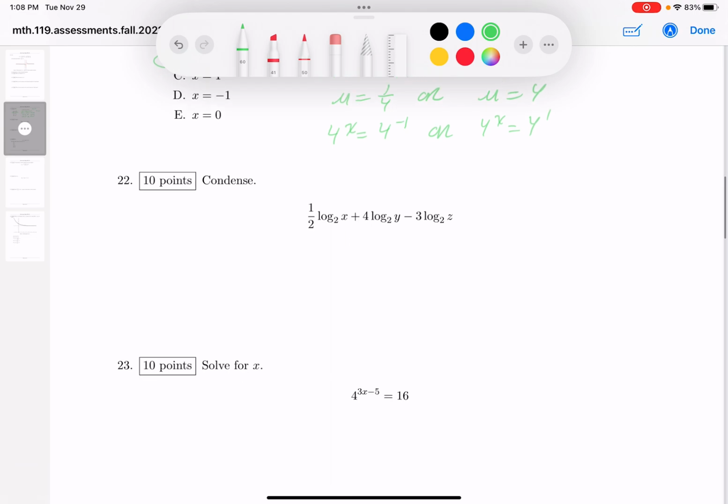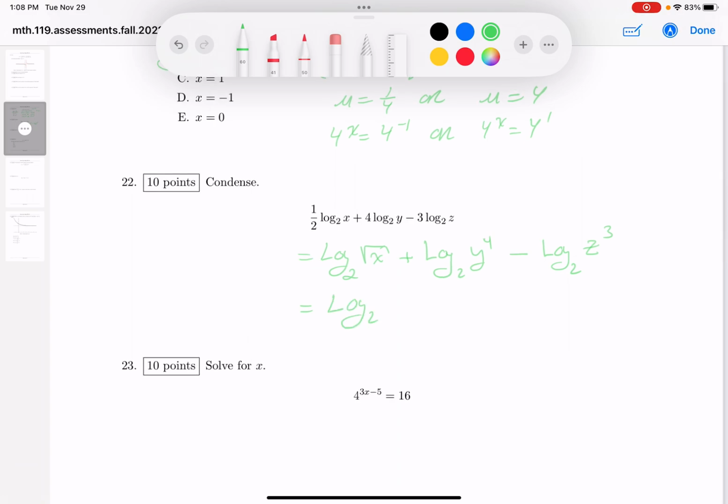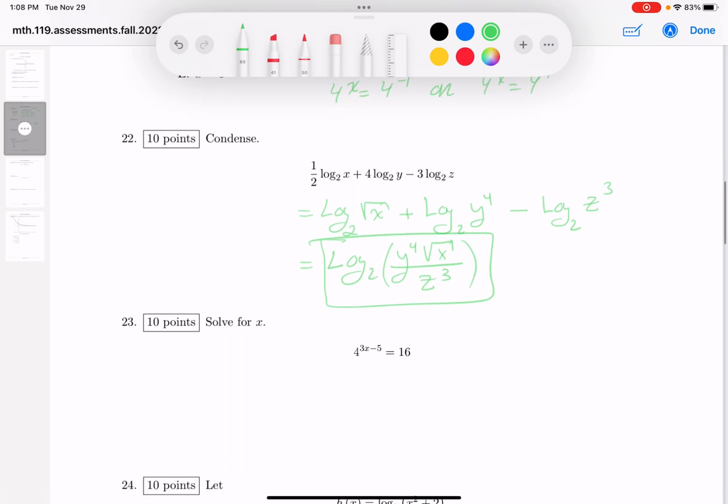Let's look at number 22 now, and that's a condensation problem. So I'll write this over here, and it's going to be equal to the log base 2 of the root of x, plus log base 2 of y to the 4th power, minus log base 2 of z cubed. All right, next up, I'm going to pull 3 logs together into 1 log. It's going to be log base 2 of y to the 4th power root x over z cubed. Final answer.